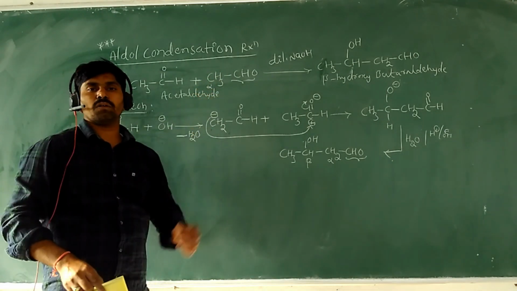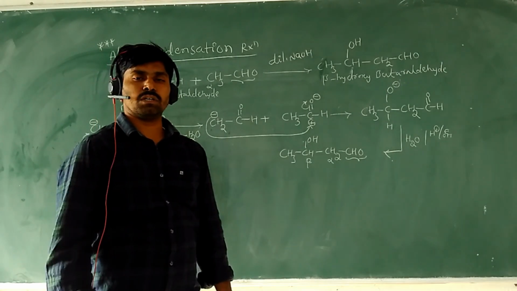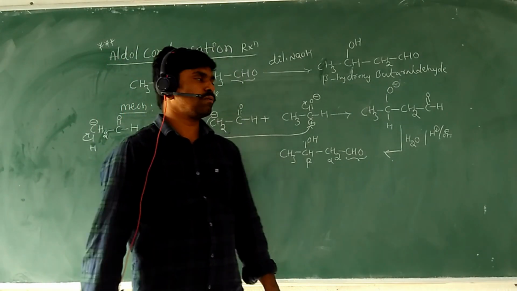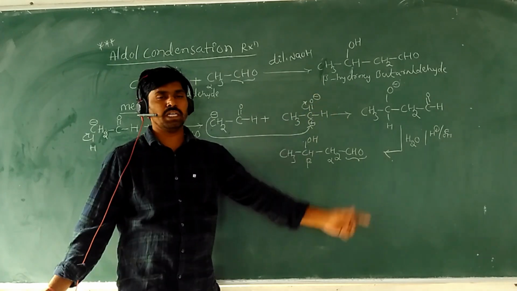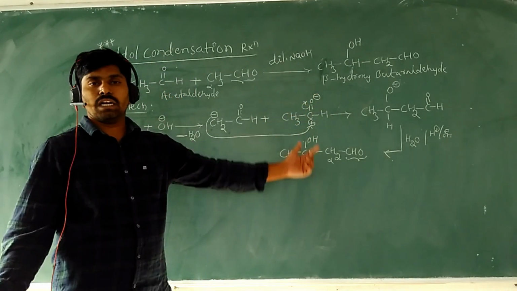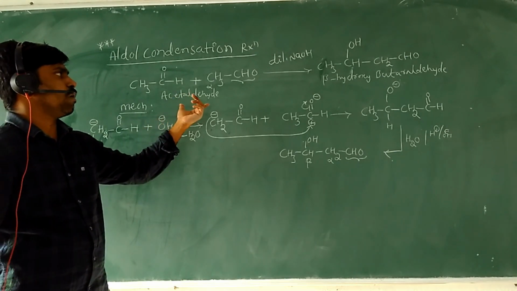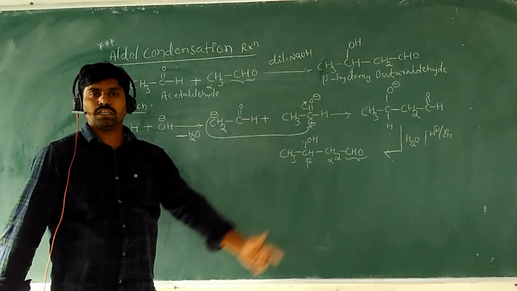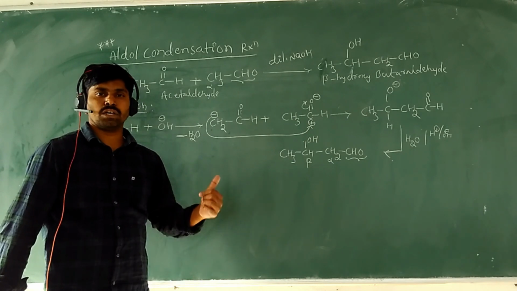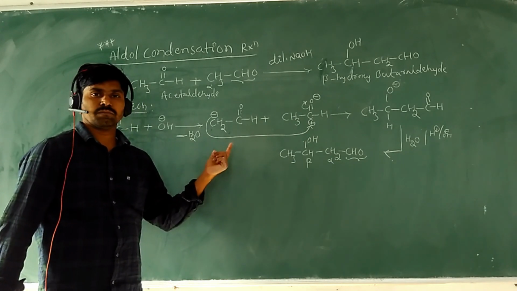An aldehyde or ketone with at least one alpha hydrogen reacts together in the presence of dilute base to form the beta hydroxy aldehyde or ketone. In the example I have taken here, it is an aldehyde, so we get the beta hydroxy aldehyde. Are you clear? Now do you understand? Right, okay.